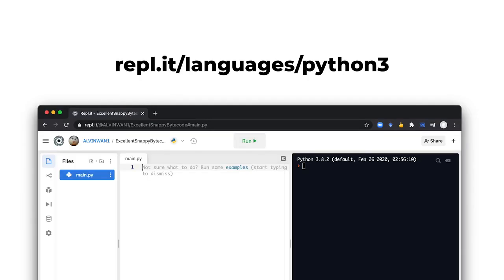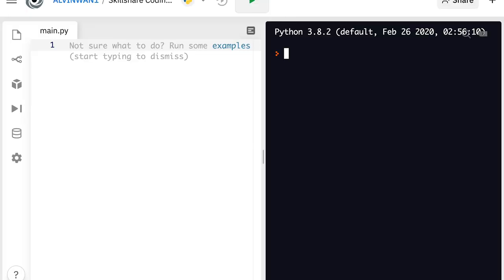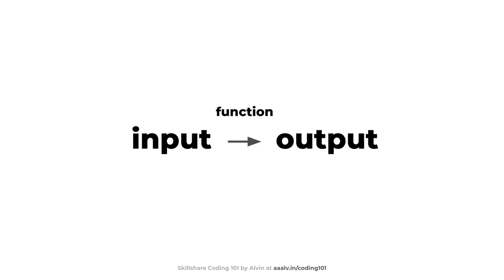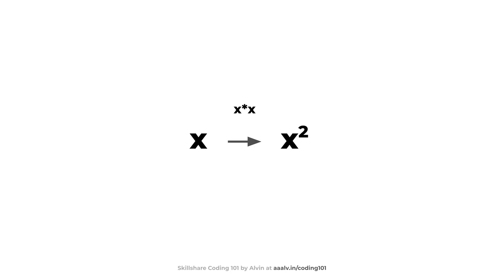Start by navigating to repl.it/languages/python3. You should then see a screen like this one. To start, how do we define a function? As we mentioned before, think of functions from your math class. As a recap, functions accept some input value and return some value. Consider the square function. Take in a number x, multiply x with itself, and return the squared number.